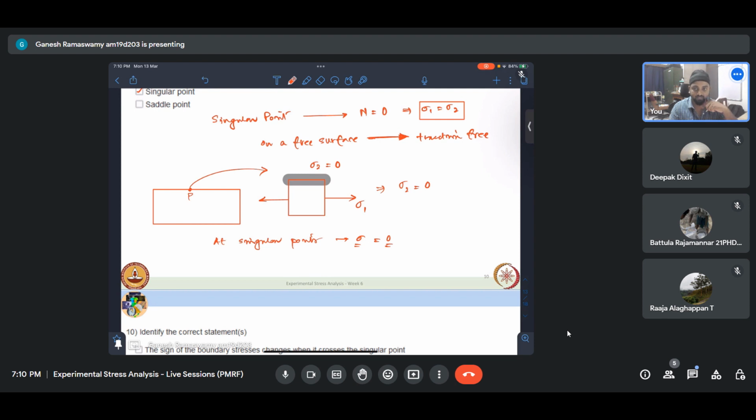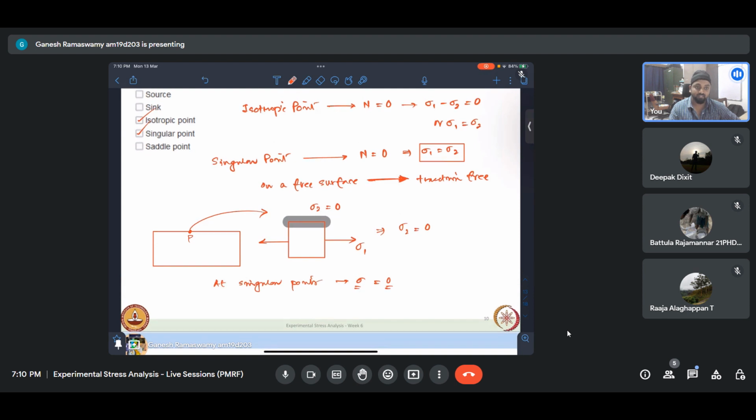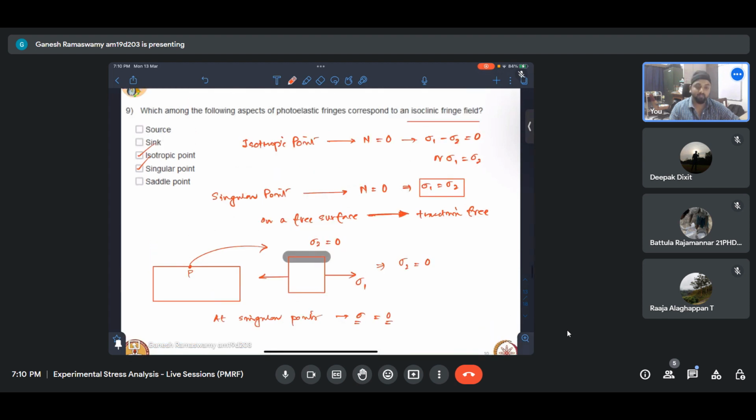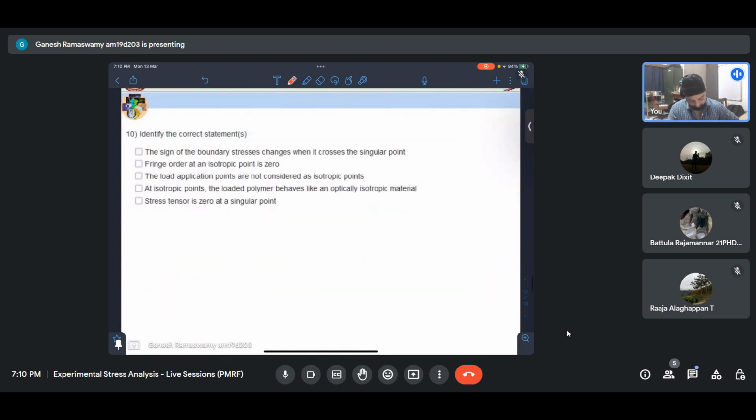So this is the speciality of a singular point. This is why we name it separately as opposed to our isotropic point, where a stress tensor can exist, but essentially there will be no stress vector because it's not sitting on a surface. So is that clear? Any questions? Okay, so I take it that this is clear. This is a subtle thing to understand from our mechanics perspective. Okay, so let us look at the next question.